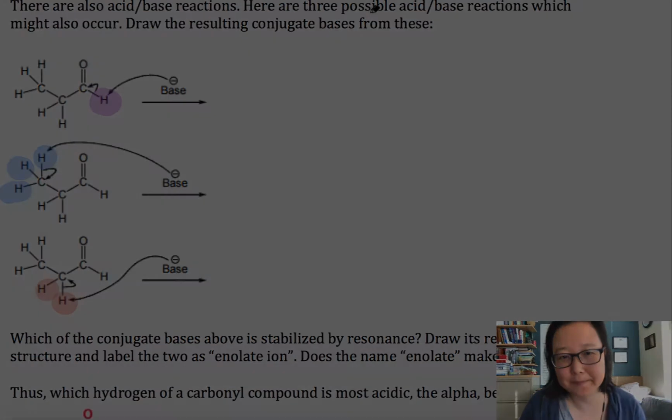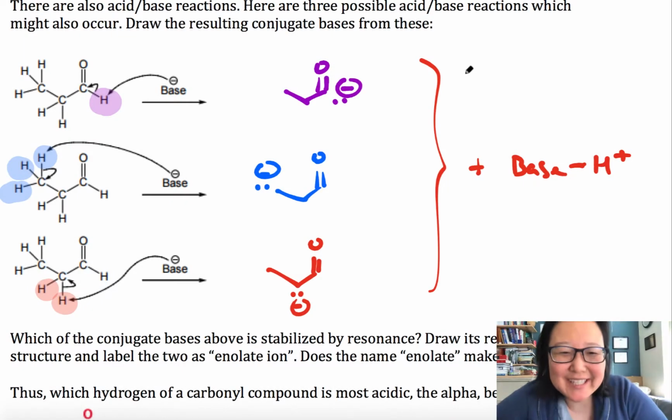All right, I hope you had a chance to make your prediction. We're going to go over it now. If I deprotonate each of these hydrogens, these are the resultant conjugate bases for these ketones or aldehydes in this case. And you also have your protonated base as another product. Looking at these three, we know that the more stable the conjugate base is, the more likely the reaction is to go forward. So I want to evaluate the stability of each of these conjugate bases.